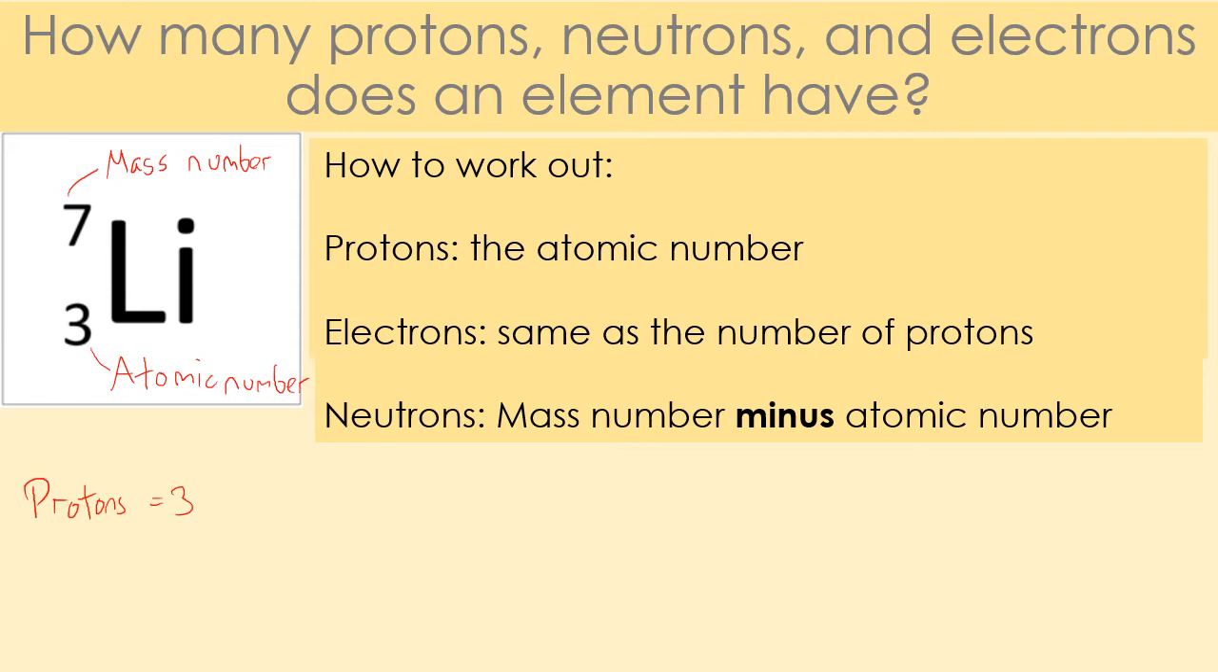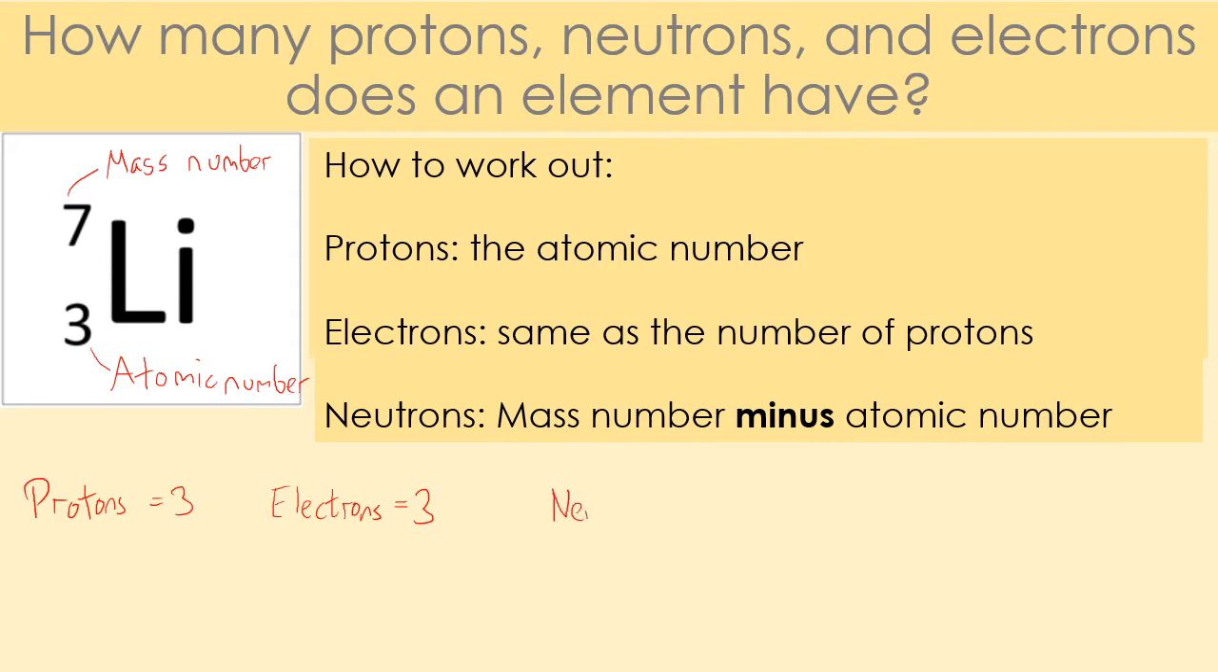Now the number of electrons in an element is the same as the number of protons, as long as it's not an ion. Because we have 3 protons, we have 3 electrons. And this means that the charge on an atom is 0. We've got 3 positive charged particles and 3 negative charged particles, which gives us an overall charge of 0.